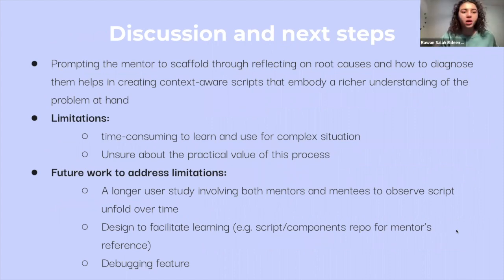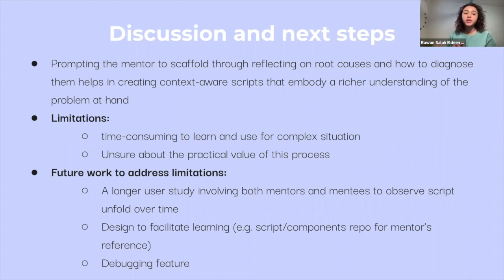All right, overall, prompting the mentor to scaffold through reflecting on root causes and how to diagnose them, as we saw, helps in creating context-aware scripts that embody a richer understanding of the problem at hand. In terms of limitations that we came across, we found that it's time-consuming to learn and use our conceptual approach and our practical model, which is our interface for these complex situations. And we are also still unsure about the practical value of this process, as we haven't observed the mentors use it with the mentees over a longer period of time.